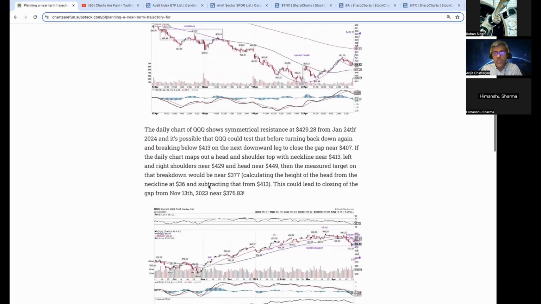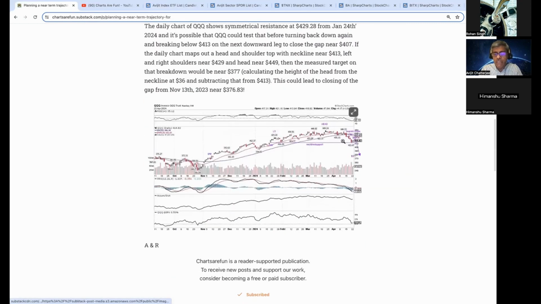I did talk about that snapback to 429, but after that, I had said, what about if we draw a neckline around this 413 to 415 level? This move from there to 429 is the left shoulder. Then from 416 to 449 is the head. It came back down to 413. And now we're forming a right shoulder with that move to 429. We didn't symmetrically meet 429. We slightly overshot and went up to 432, 33. But what if this then breaks down?